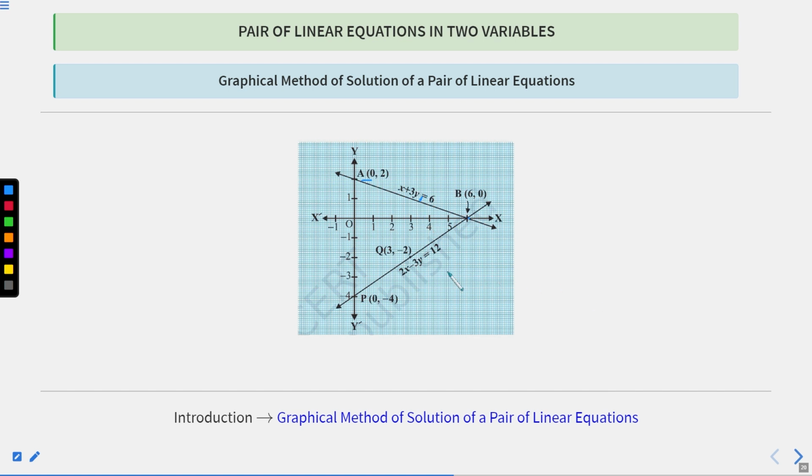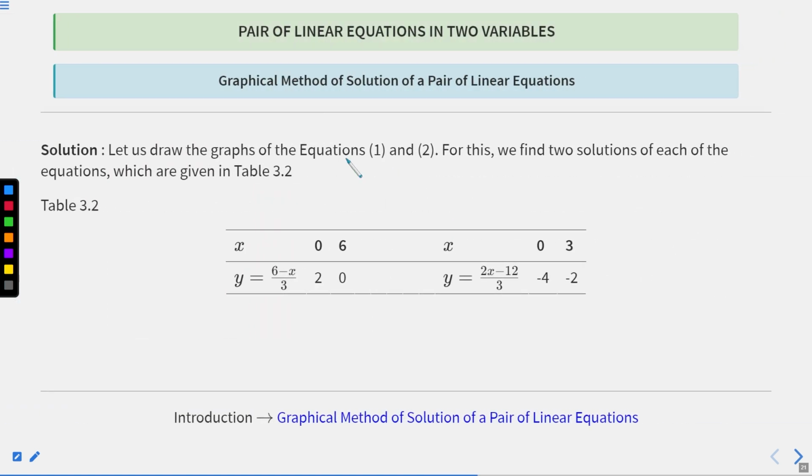And if we draw the graph of 2x minus 3y is equal to 12, this graph intersects the x-axis at the point 6 comma 0 and the y-axis at 0 comma minus 4. Here these two lines intersect at point B, that is 6 comma 0. So the pair of linear equations intersects at 6 comma 0.